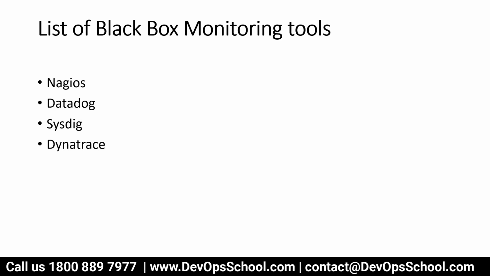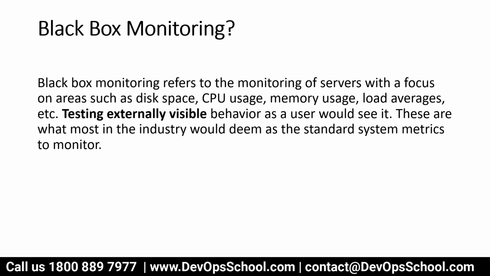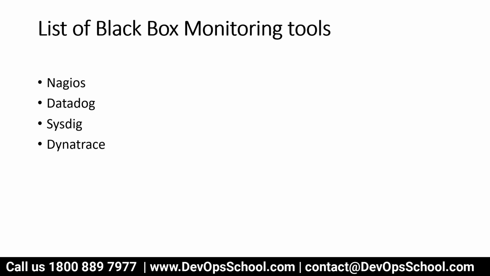If you go back one step, for white box monitoring you mentioned some tools, which are Prometheus, New Relic, and Dynatrace. Dynatrace also acts as black box, by the way. So both are supported. You can get the high level information, and you can get the internal information also, both. So Dynatrace supports both white box and black box, right? That's correct. But Prometheus only supports white box.